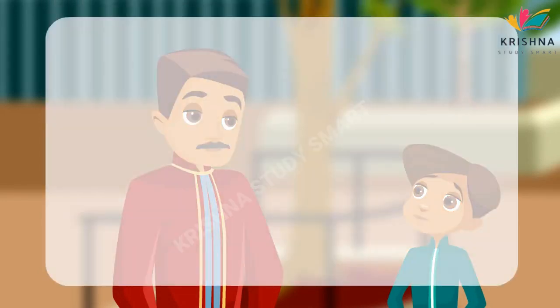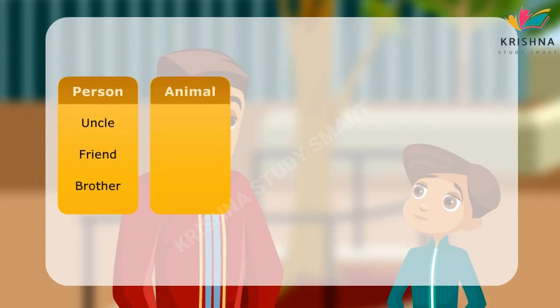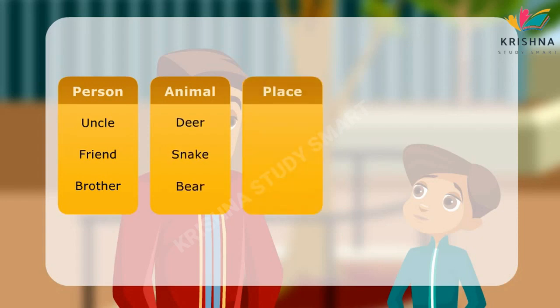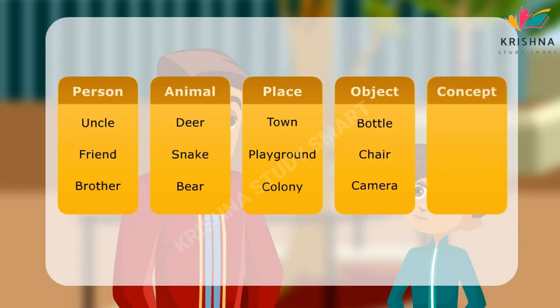Here is a list of some nouns. Person: uncle, friend, brother. Animal: deer, snake, bear. Place: town, playground, colony. Object: bottle, chair, camera. Concept: bravery, excellence, happiness.